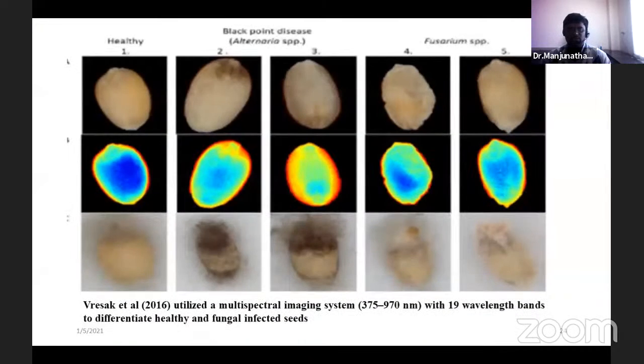One example I will give. Researchers and their co-workers in 2016 used the multispectral imaging system at 19 wavelength bands to differentiate healthy wheat seeds from wheat seeds infected by Alternaria and Fusarium species. You can get different images; the healthy image is totally different when compared to the wheat seed infected with Alternaria and Fusarium. Like this we can identify seed-borne pathogens using the multispectral imaging system with the help of computer vision and different statistical software.